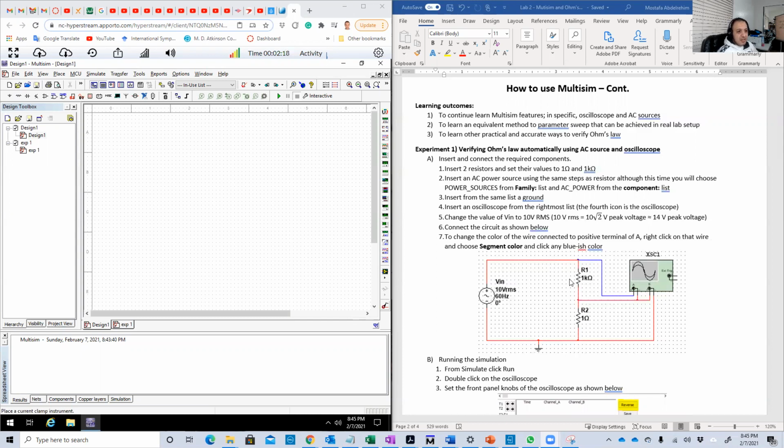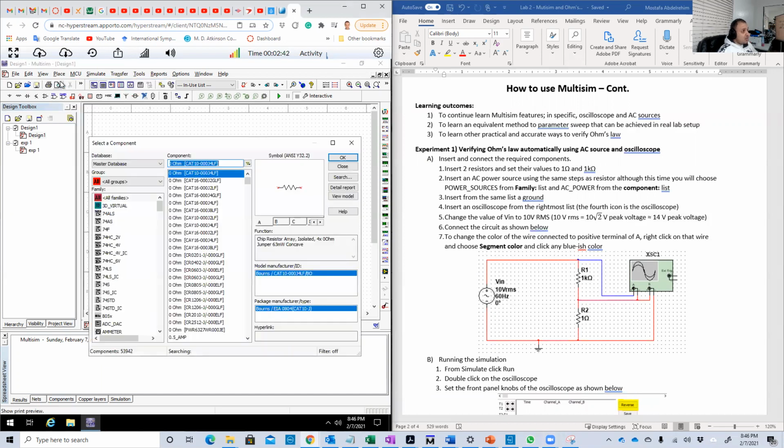We need the resistor across which we're going to verify Ohm's law, which is R1, so the slope should be 1000, or 1 kilo. And we need this small resistor equal to 1 ohm so that its voltage will be equivalent to the current that flows in R1. And this is the oscilloscope in Multisim. Okay, so let's place our components right now.